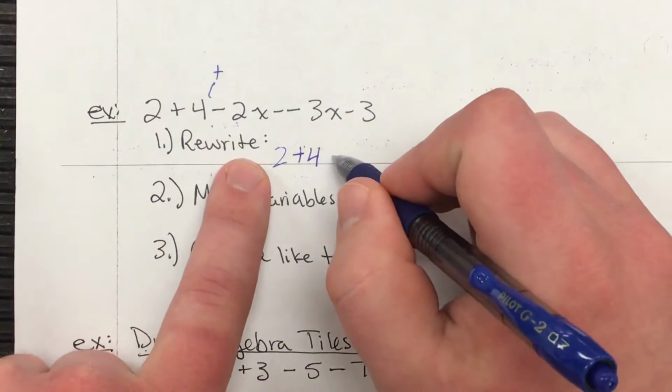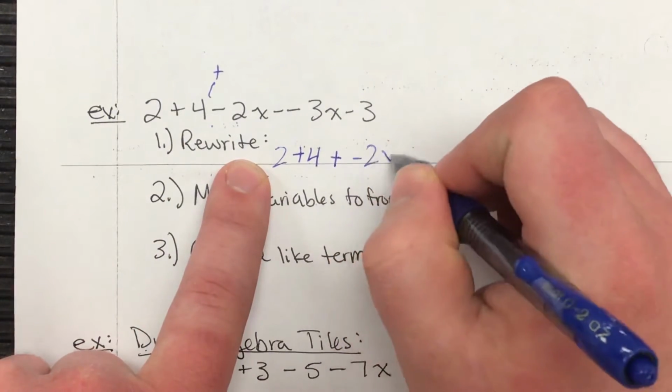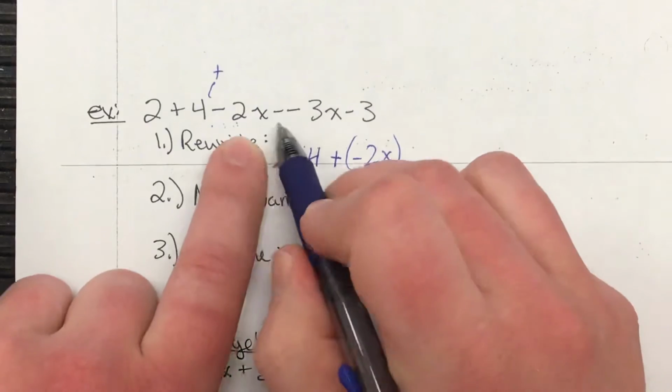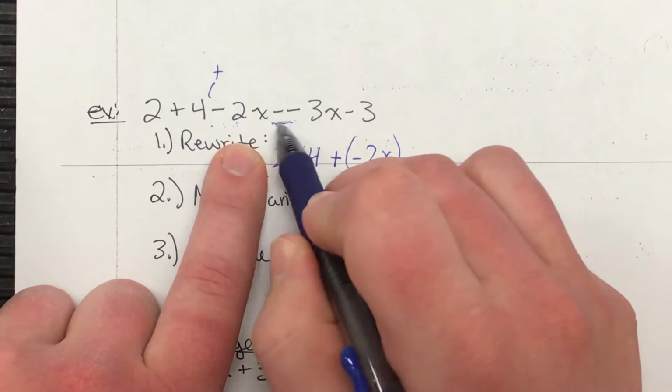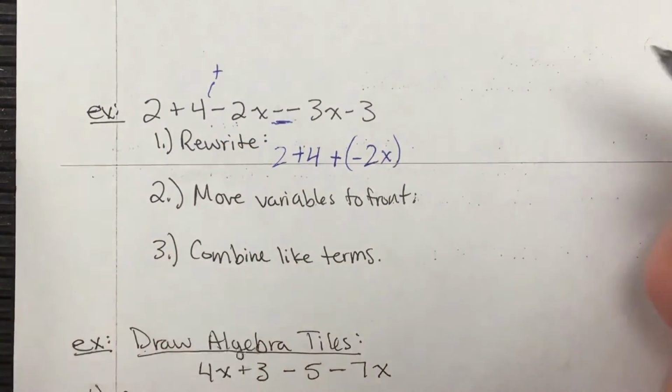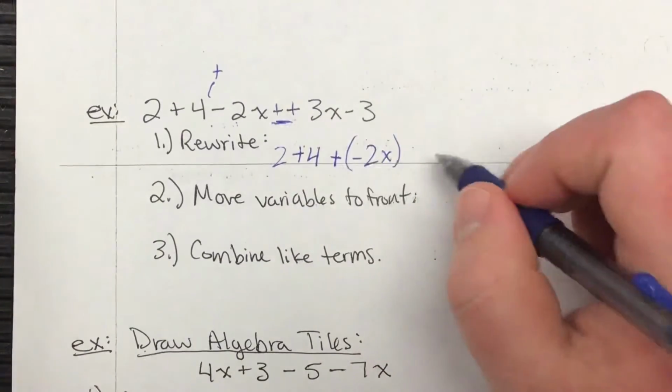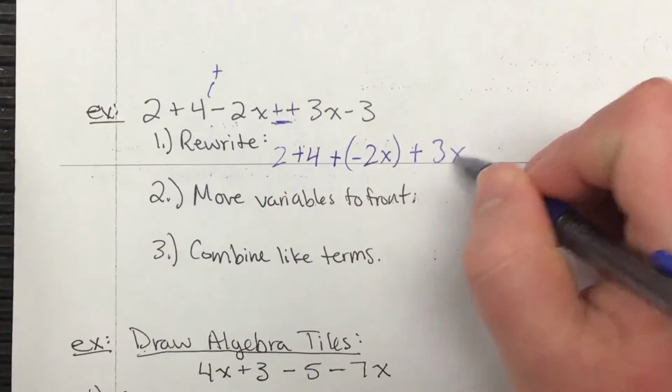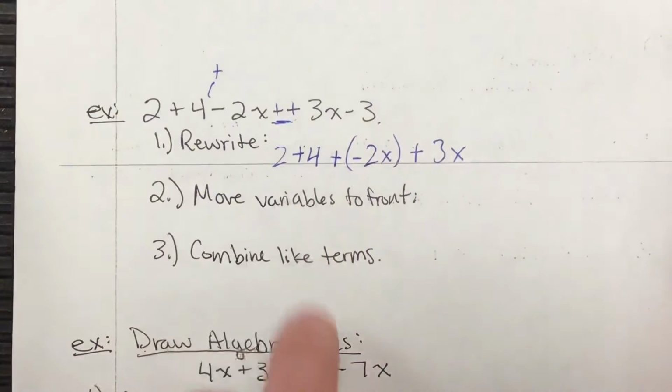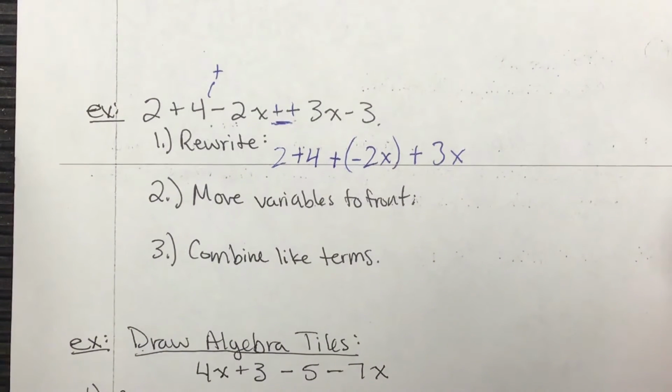So we're going to write plus negative 2x. And if we have two negatives back to back right here, what does that mean? We add. So now we can say 2x plus 3x and 3x minus 3. How are we going to rewrite that?